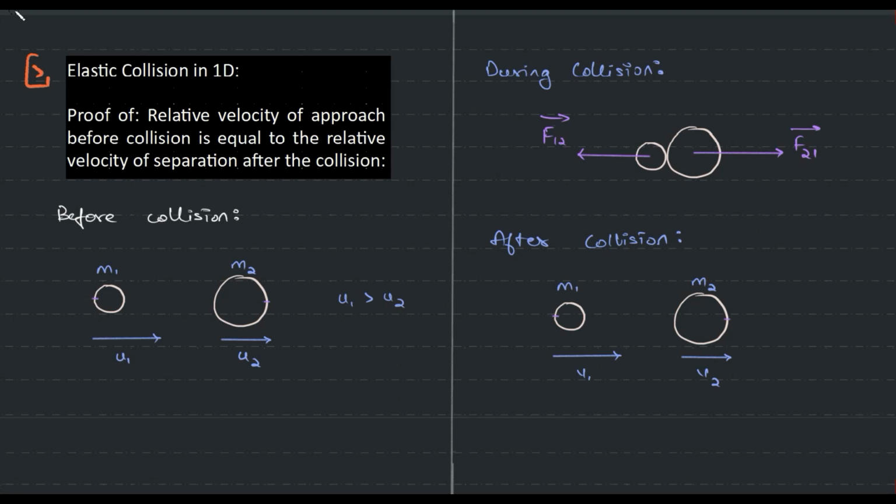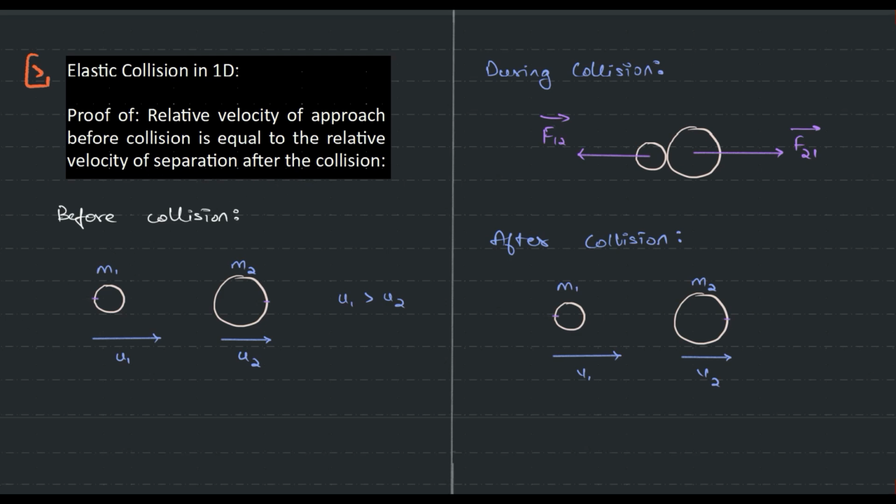So we're learning about a unique aspect in elastic collision. In elastic collision, there's no loss of energy, right? So the energy before the collision and after the collision remains within the system and is not lost to heat or deformation or sound and things like that. So there is a unique aspect of elastic collision, and that is the relative velocity of approach. The relative velocity of approach before collision is equal to the relative velocity of separation after the collision.